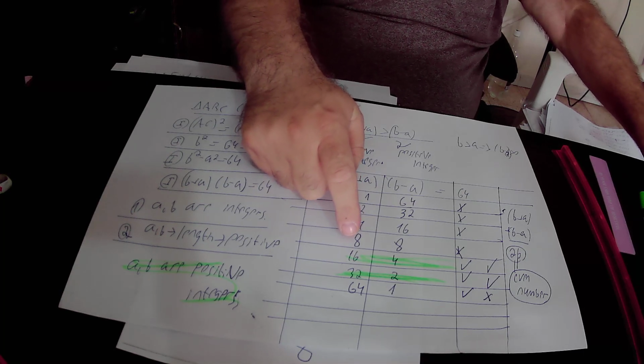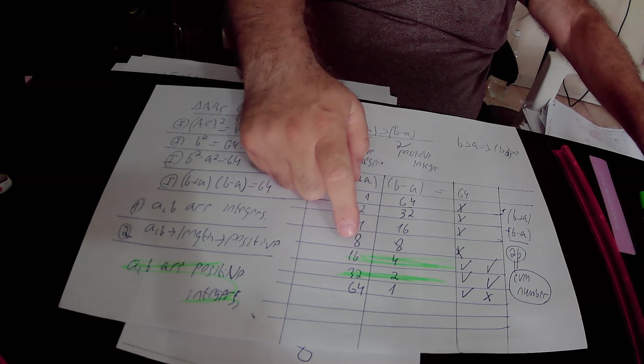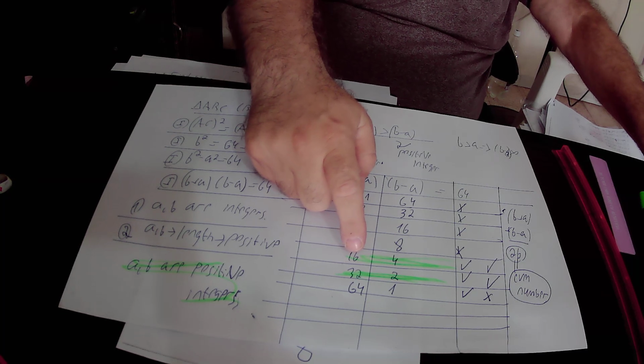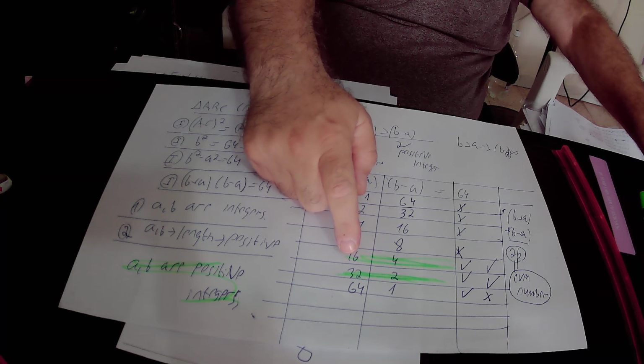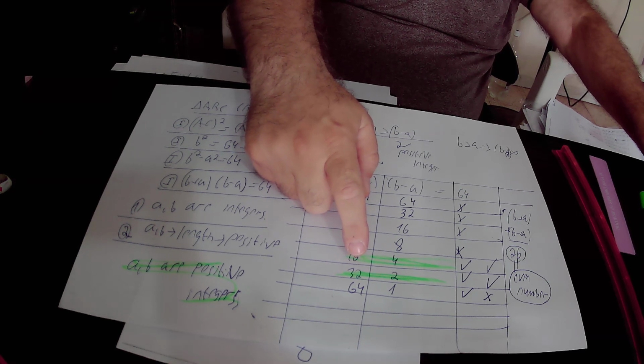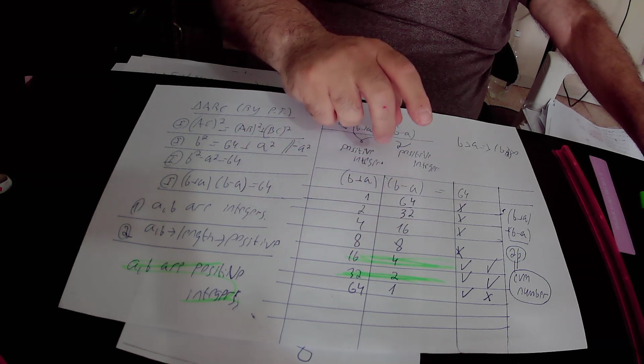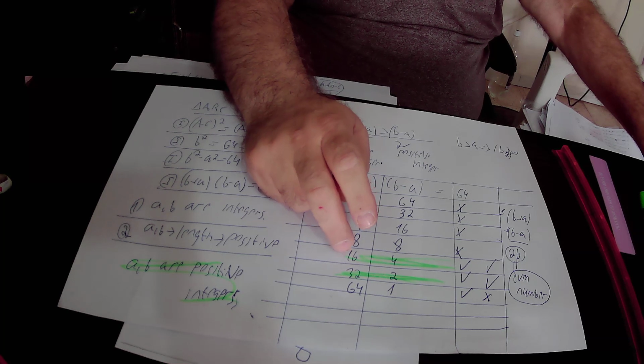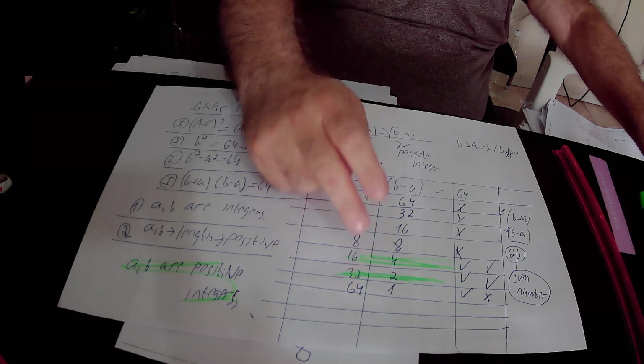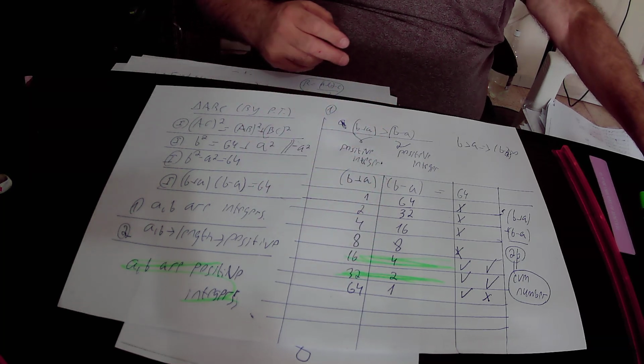Here 16 is greater than 4, so this is a good option. 32 is greater than 2, this option is also a good option. And finally 64 is also greater than 1, that is to say this option is a good option. So in conclusion, we are left with only 3 possibilities that are valid for our answer to the question.